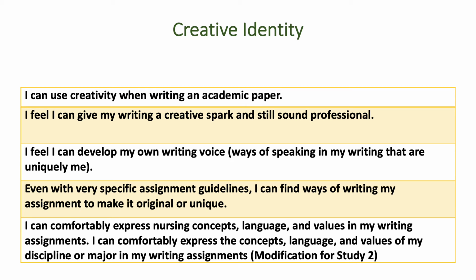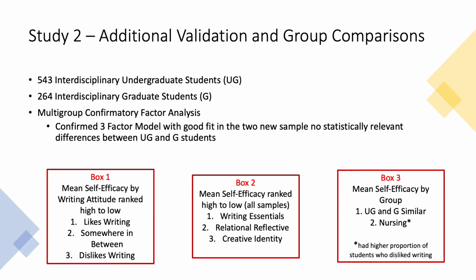And these items focused on whether the writer felt they were able to be creative at all while writing. Also ability to develop an independent voice and ability to successfully use language specific to nursing. To increase the generalizability of the scale, we then confirmed the 3-factor structure in a large sample of interdisciplinary undergraduate and graduate students. The analysis showed no statistically relevant differences between these student groups in how they responded to the items. This was good news, as the tool, even though designed for undergraduates, could also be used with graduate students.